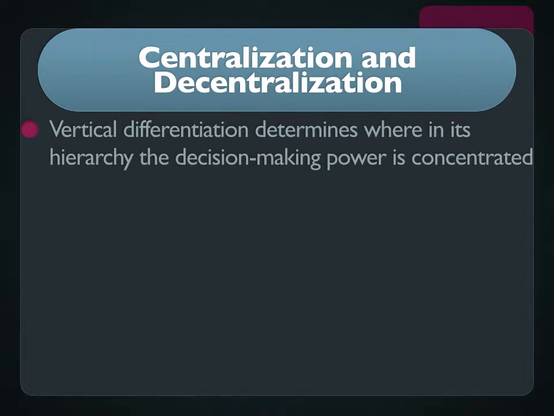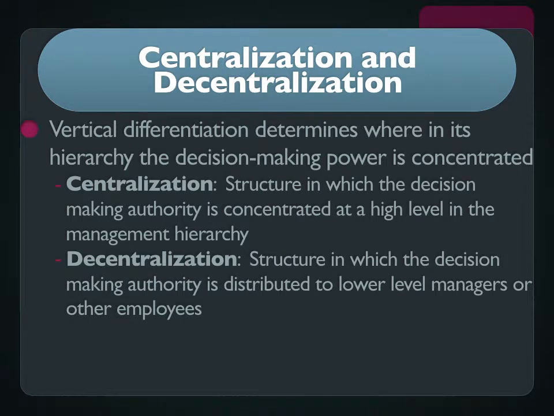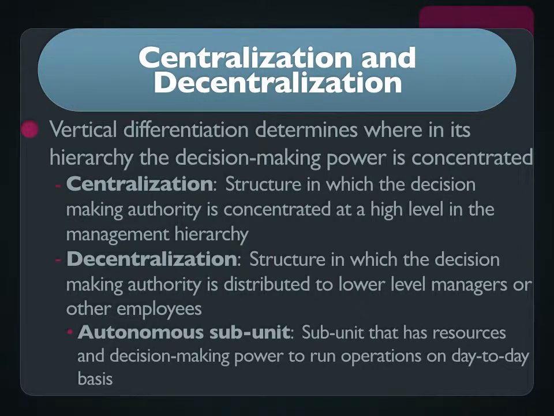When we're talking about vertical differentiation, it determines where in the hierarchy the decision-making power is concentrated. So centralization refers to structures in which the decision-making authority is concentrated at a high level in the management hierarchy. Conversely, decentralization refers to structures in which the decision-making authority is distributed to lower-level managers or other employees. And organizations can become so decentralized in situations in which you have autonomous subunits.